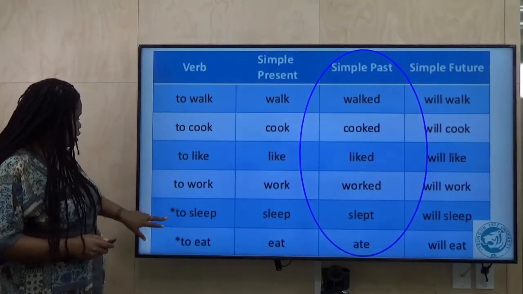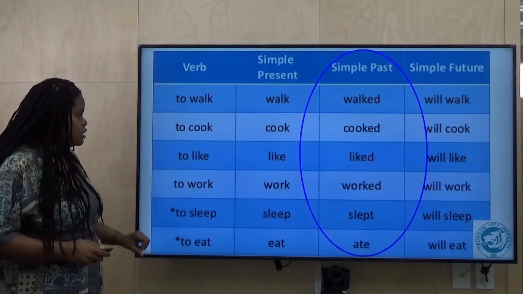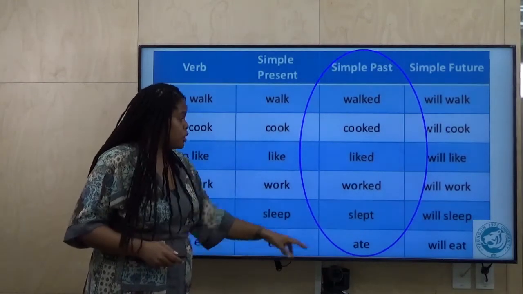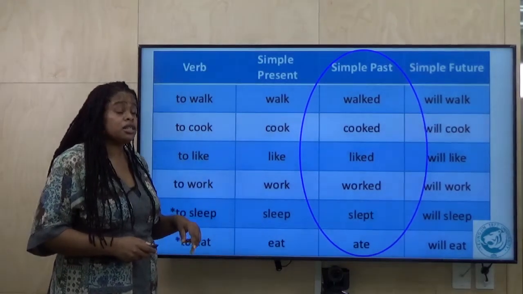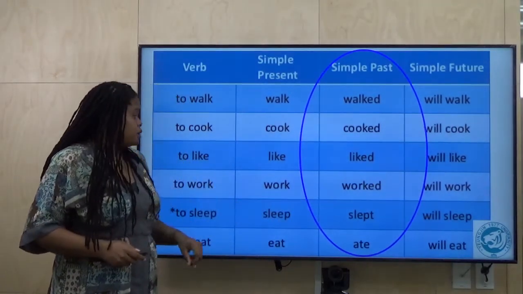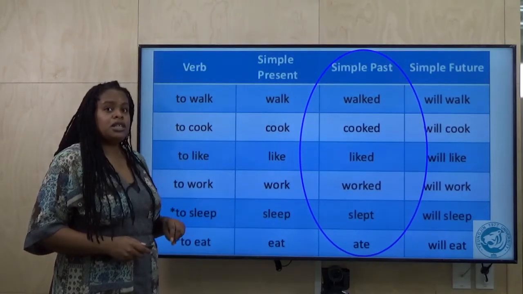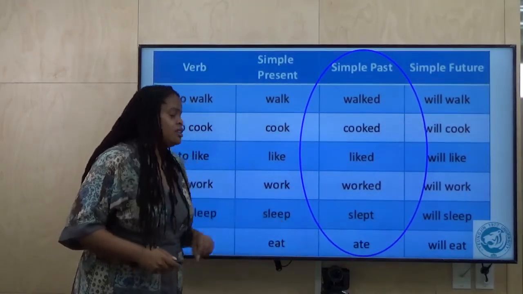Two starred words at the bottom, sleep and eat. Those are two more examples of irregular verbs. So sleep does not become sleeped, it's slept. And eat does not become eated, it's ate.